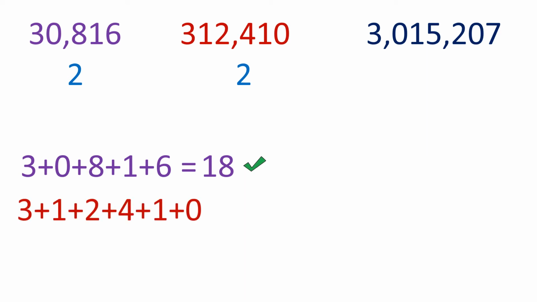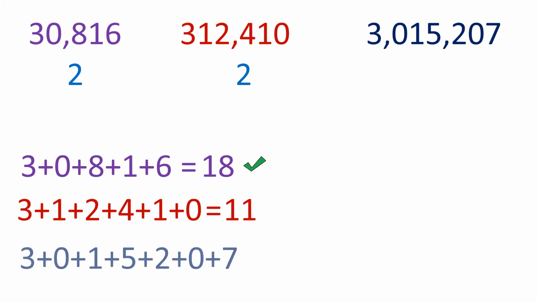Then the second number, the sum of the digits is 11, which is not divisible by 3. Then the third number, we have a sum of the digits which is 18. So it means it is divisible by 3. So we have two numbers which are divisible by 3, 30,816 and 3,015,207.